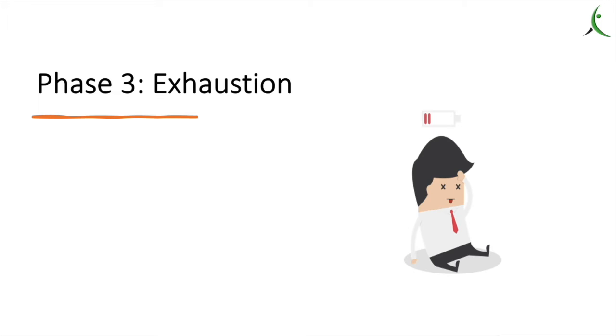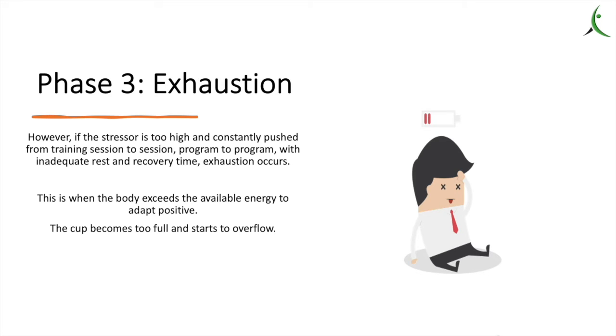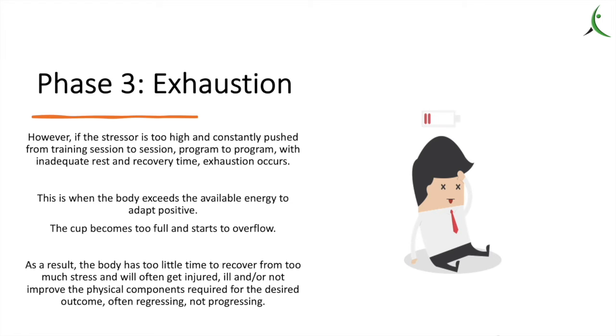Phase three is exhaustion. If the stressor is too high and constantly pushed from training session to program with inadequate rest and recovery time, exhaustion occurs. So this is when the body exceeds the available energy to adapt positively. The cup becomes too full and starts to overflow. As a result, the body has too little time to recover from too much stress and will often get injured, ill, or not improve the physical components required for the desired outcome, often regressing and not progressing.